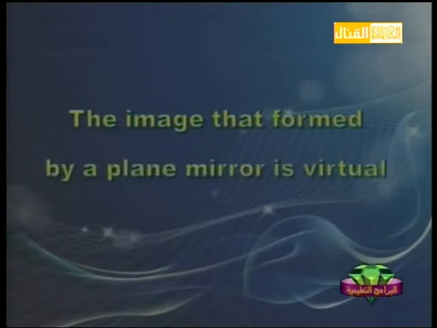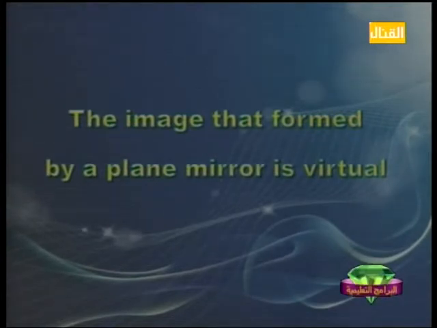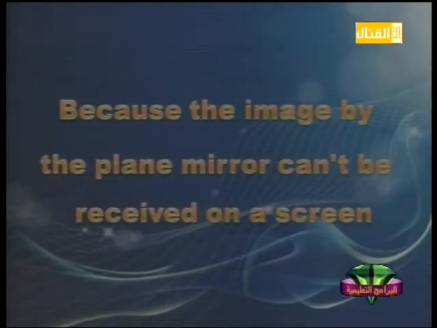After that we have another sentence. The image formed by a plane mirror is virtual. Again, the image formed by a plane mirror is virtual. So here we have what? Because the image in the plane mirror can't be received on a screen. We have here a question that asks about this word virtual. So the meaning of virtual: is it received on a screen? No, it cannot be received on the screen.